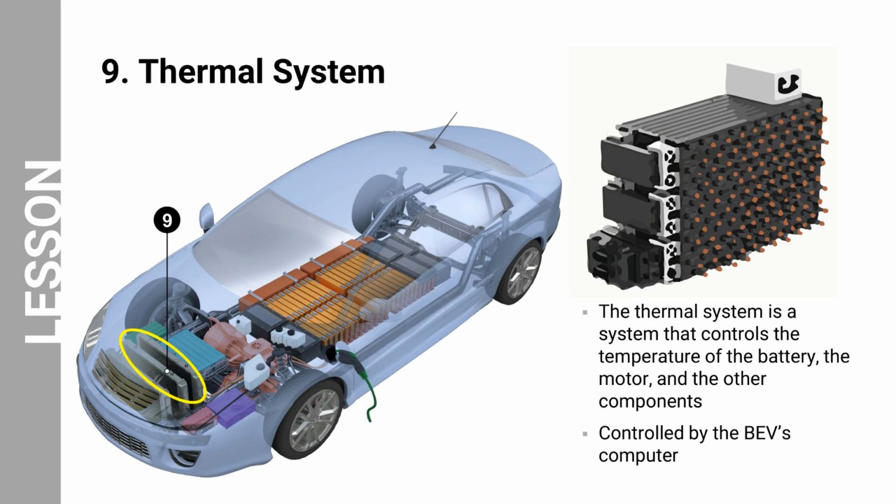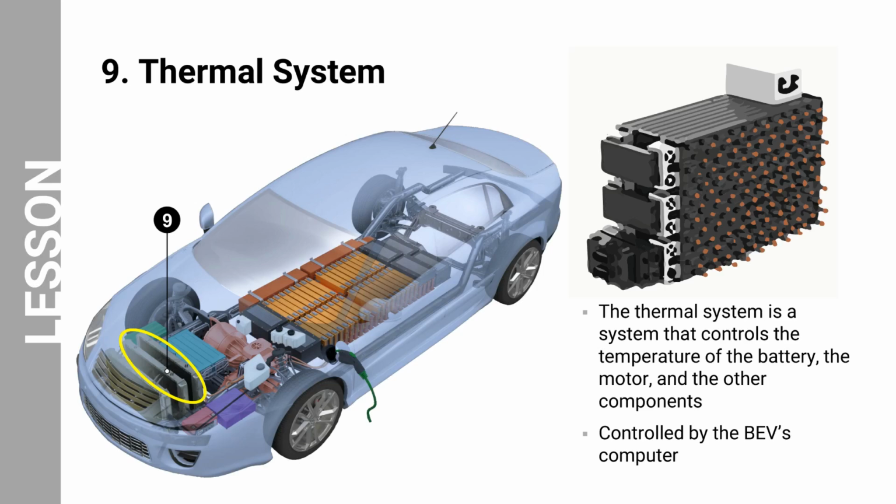Lastly, we have the BEV's thermal system for cooling. It is also commonly referred to as a thermal management system, liquid cooling system, or battery cooling system. So, what is a thermal system? It is a system that controls the temperature of the battery, motor, and other components. The thermal system is important for ensuring the vehicle operates efficiently and safely. The thermal system consists of the coolant, heat exchanger, pump, and sensors. The coolant is a liquid that circulates through the battery, motor, and other components to remove heat.